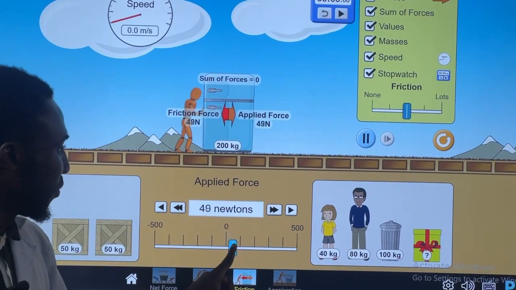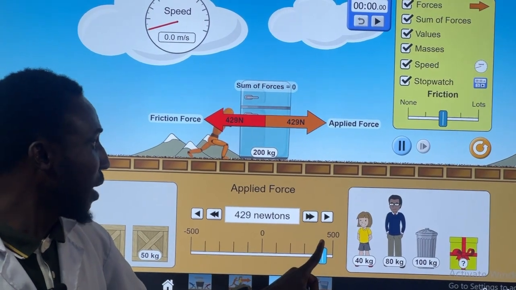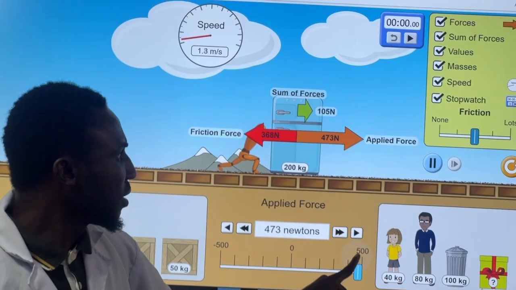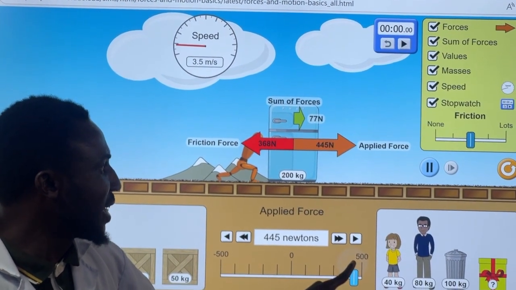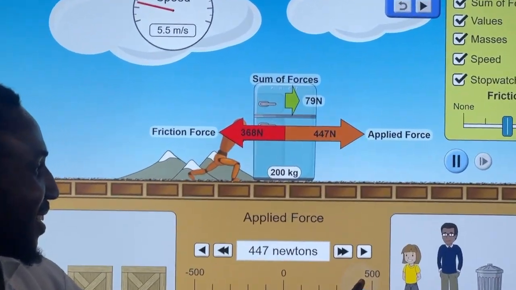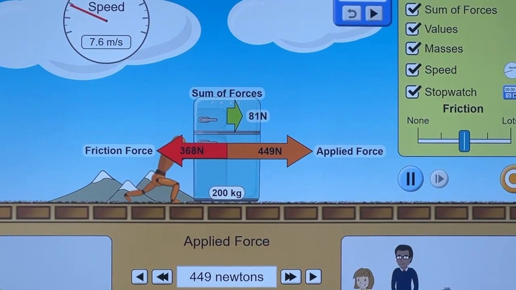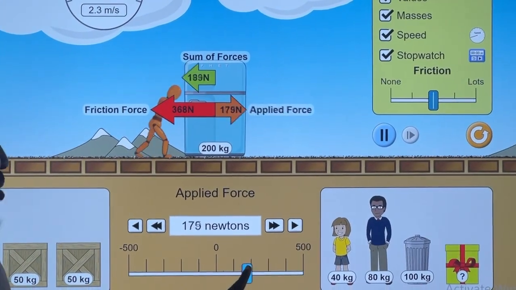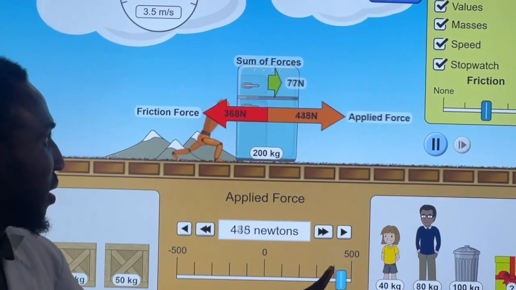I'm going to apply a certain amount of force. Keep increasing the applied force. Now you will see the body will start moving. Can you see? The body is moving. So we can see that the applied force is 445 Newton. The frictional force is 368. The net force, that's the force that causes the object to accelerate. That's the reason why it's moving. It is 77 Newton. I'll take that again so that we can see it clearly.